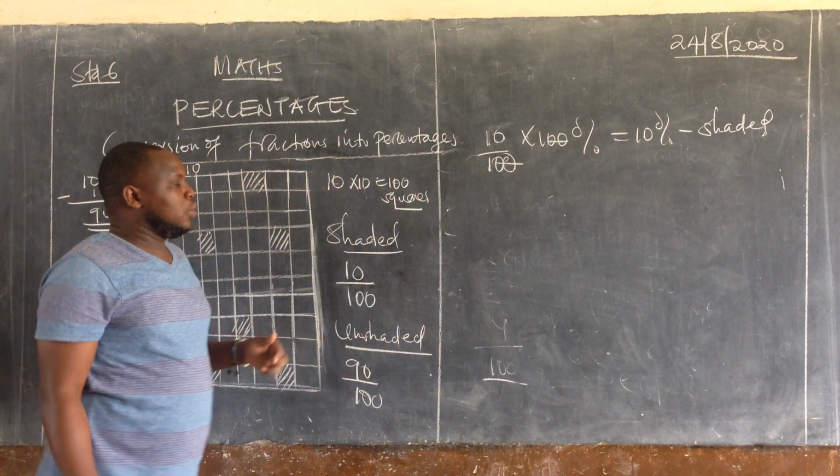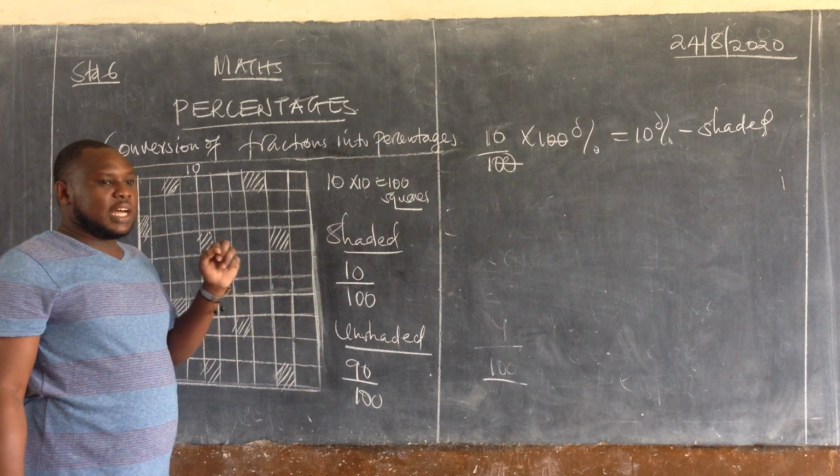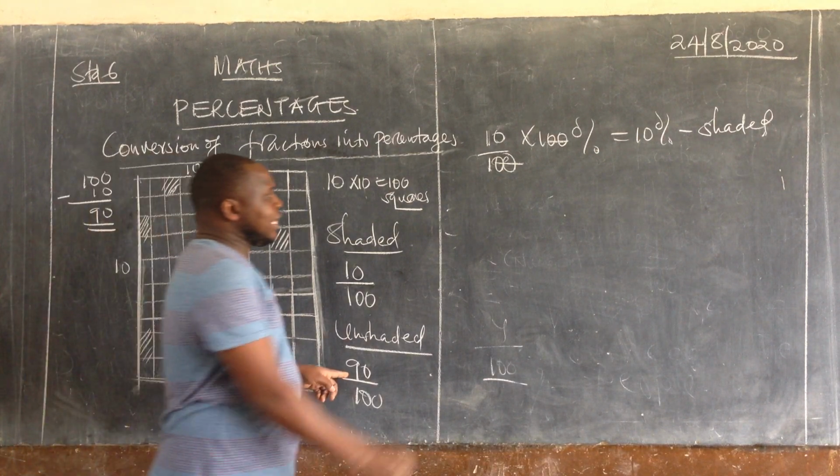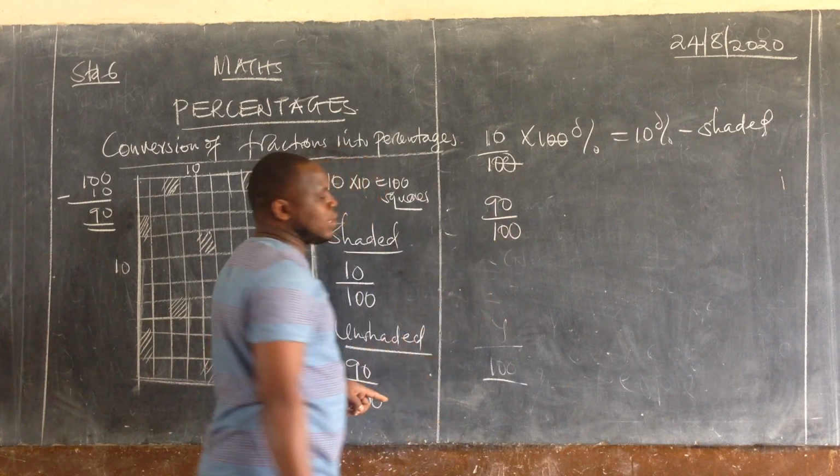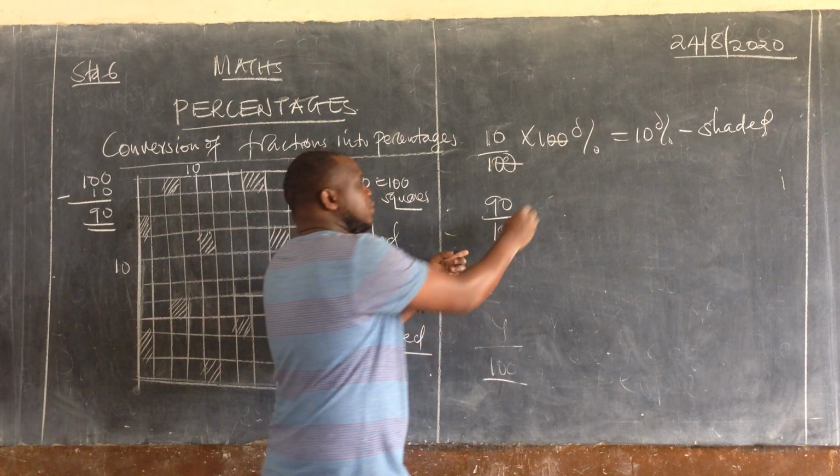If someone asks you, what fraction is unshaded? You simply get 90 out of 100, because all of the squares are 100. Then you multiply that by 100%.